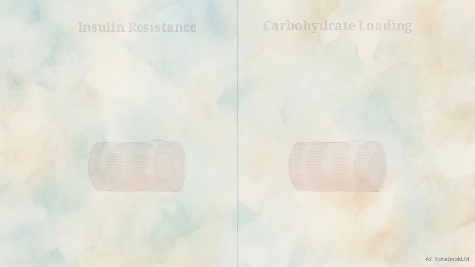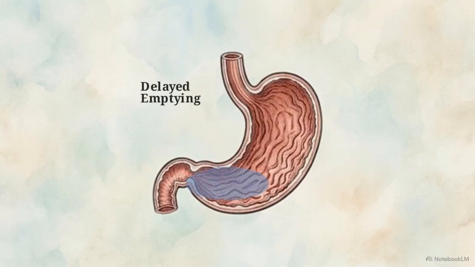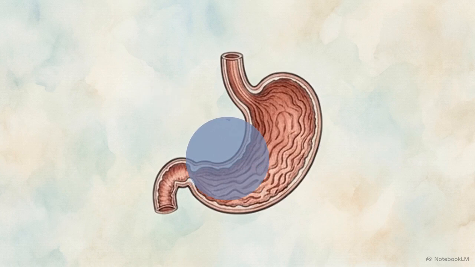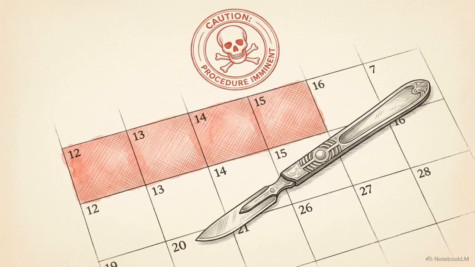However, a stomach cross-section reveals another danger. GLP-1 agonists drastically delay gastric emptying. This delayed motility severely increases the risk of silent regurgitation and pulmonary aspiration. Other metabolic medications require strict preoperative cessation. SGLT2 inhibitors are held for up to 4 days prior to surgery.